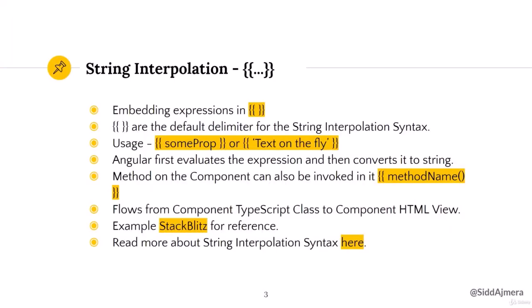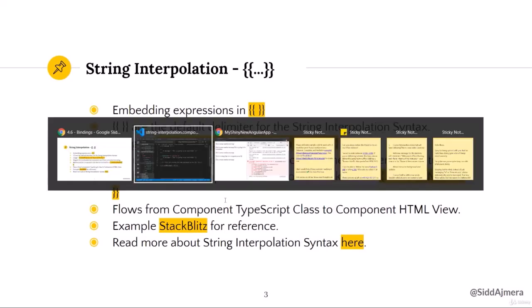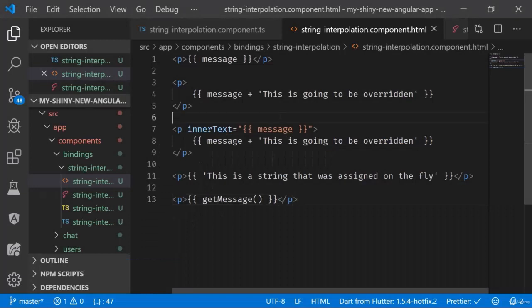Now let's discuss the other data binding syntaxes in the next series of videos. Just to recap, in this video we have seen how the string interpolation syntax works. So we can normally interpolate a string like this, wherein we use double curly braces and then supply a name of a property.